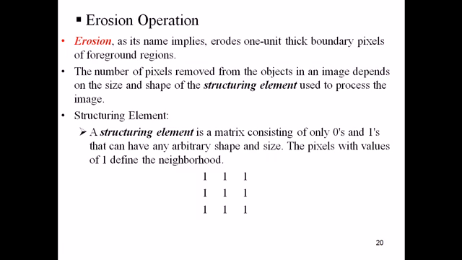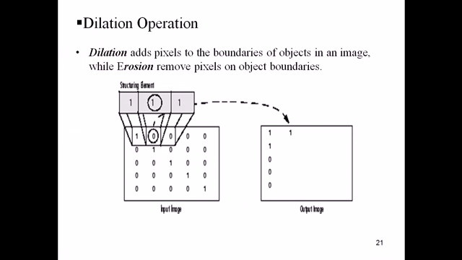Erosion operation. As the name itself implies, it erodes the one-unit-thick boundary pixels of foreground images. The number of pixels removed from the object in an image depends on the size and shape of the structuring element used to process the image. What is a structuring element? A structuring element is a matrix consisting of only zeros and ones that can have any arbitrary shape and size. The pixels with values of 1 define the neighborhood. Dilation adds pixels to the boundaries of objects in an image, while erosion removes pixels on the object boundaries.